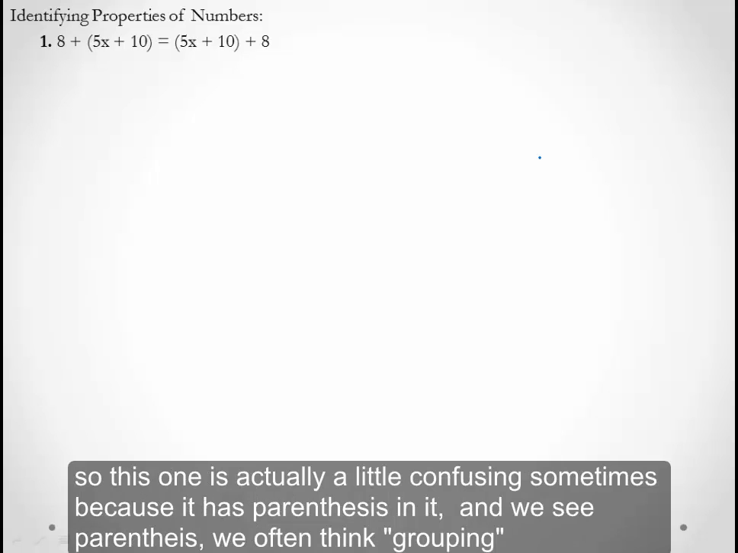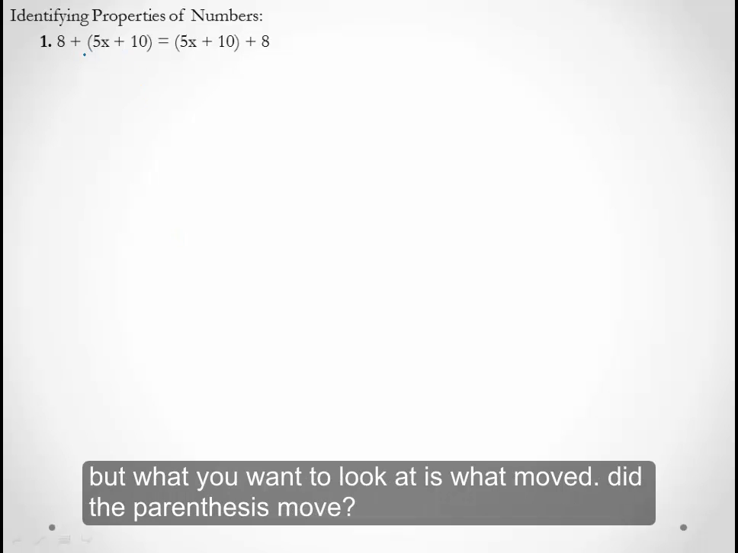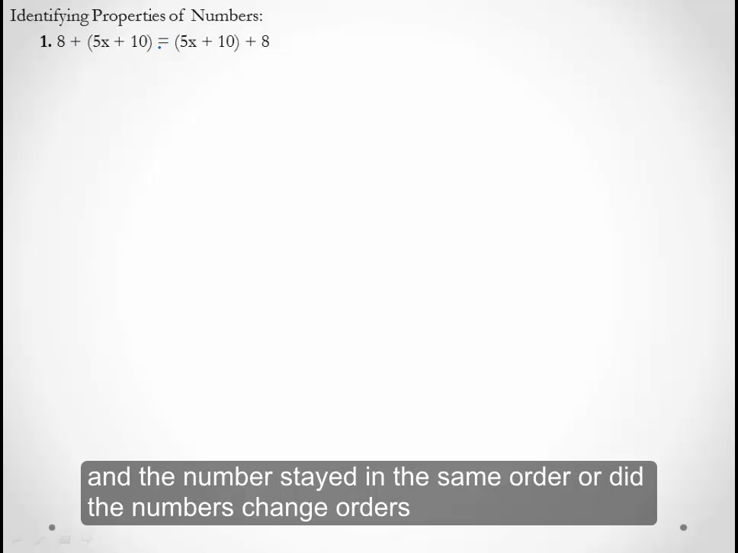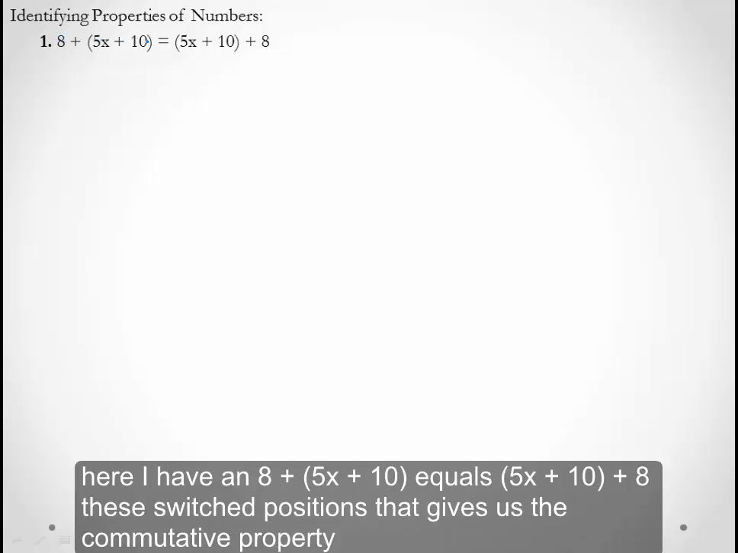Okay, the next step in knowing the properties of numbers is to be able to identify them when we see them. So this one is actually a little confusing sometimes because it has parentheses in it, and when we see parentheses we want to think grouping. But what you want to look at is what moved. Did the parentheses move and the numbers stayed in the same order, or did the numbers change orders? Here I have 8 plus 5x plus 10 equals 5x plus 10 plus 8. These switched positions, that gives us the commutative property.